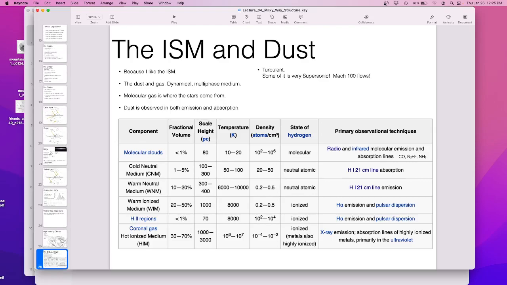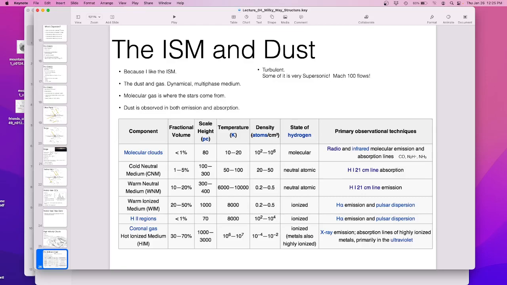Okay. Oh, the ISM. I forgot I had to talk about the ISM. Sorry, collecting my thoughts. All right, so the interstellar medium is the stuff in the galaxy that's between all the stars and isn't the dark matter, but is everything else.